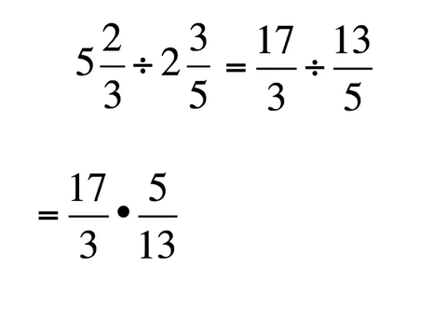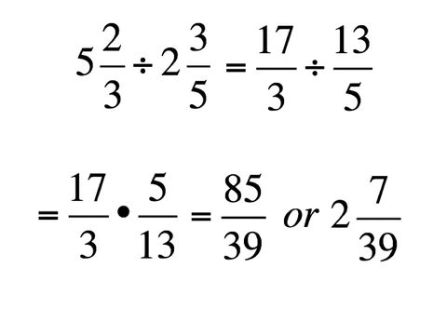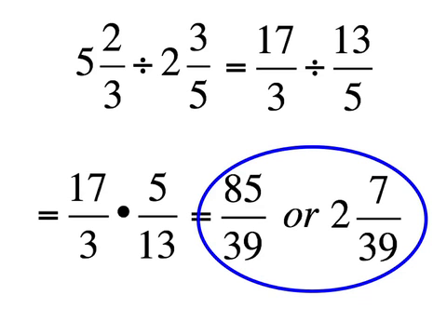Look for common factors. I can't find any. So we just have to multiply it out. We get 85 over 39, which is in lowest terms. If you prefer mixed numbers, you can convert that to 2 and 7/39. Either one is fine as the answer to the division problem, 5 2/3 divided by 2 3/5.